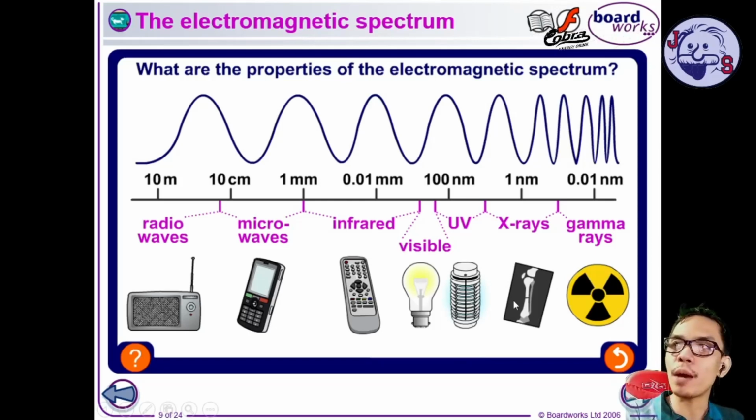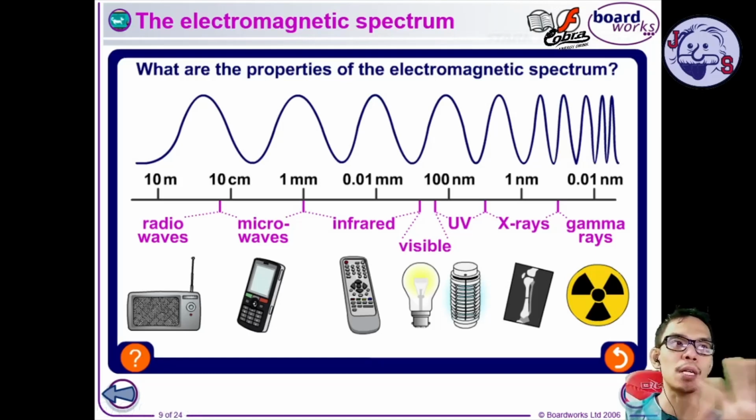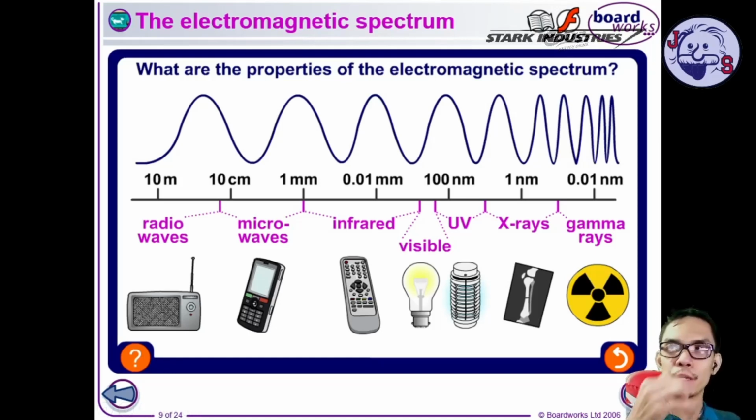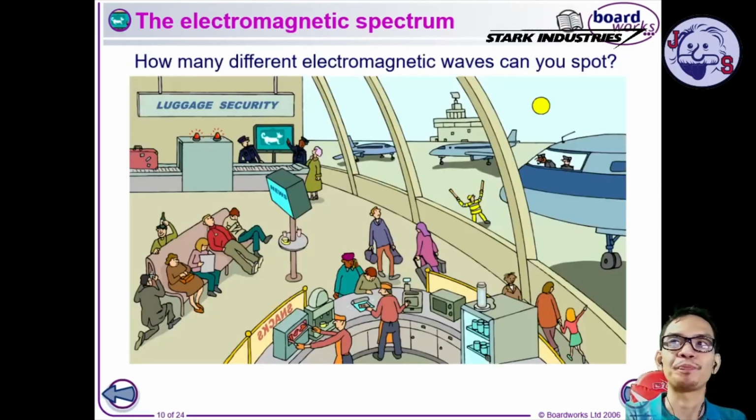Also we have X-ray at 1 nanometer, and we have gamma rays on the far end. So these are some examples of devices that use different ranges of the electromagnetic spectrum.